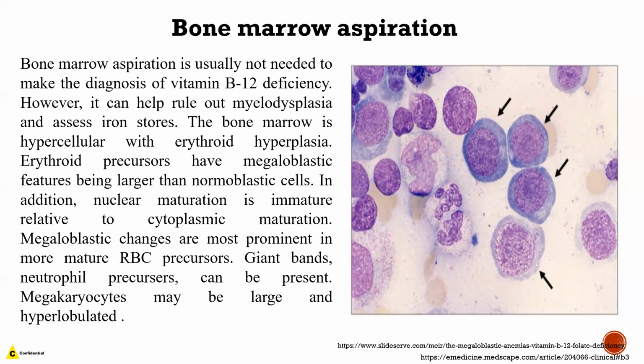Megaloblastic changes are most prominent in more mature RBC precursors. Giant band neutrophil precursors can be present. Megakaryocytes may be large and hyperlobulated.